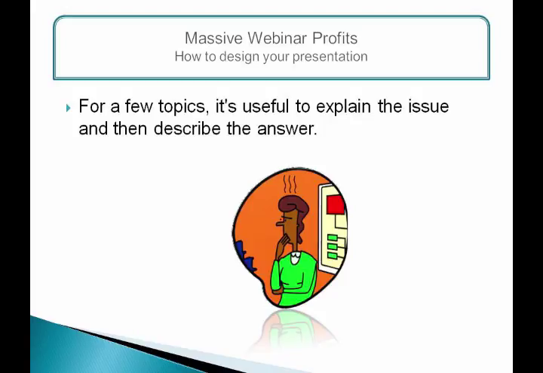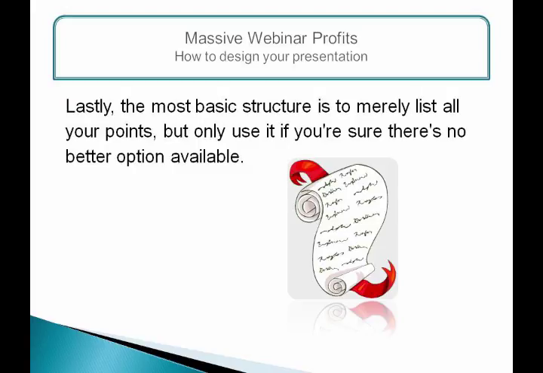Issue: what issue is your audience facing? Cause: what is the fundamental cause of that issue? Effect: how much is this costing them? Answer: what are you suggesting to repair the issue? Lastly, the most basic structure is to merely list all your points, but only use it if you're sure that there's no better option available.